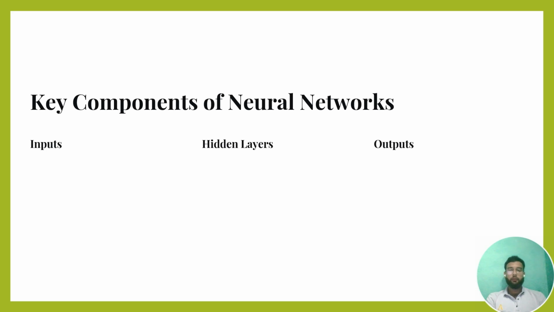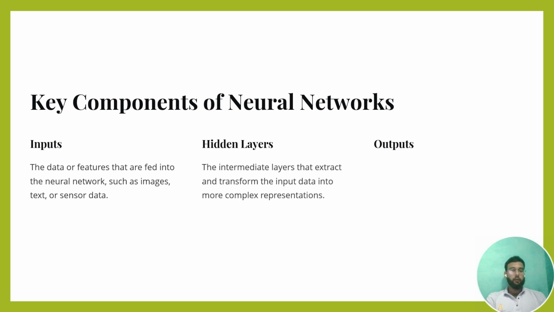So, we have inputs. So, the data or features that are fed into the neural network, such as images, text, or sensor data, which are interconnected to each other. It also has hidden layers, the intermediate layers that extract and transform the input data into more complex representations which are hidden. So it is called hidden layers.